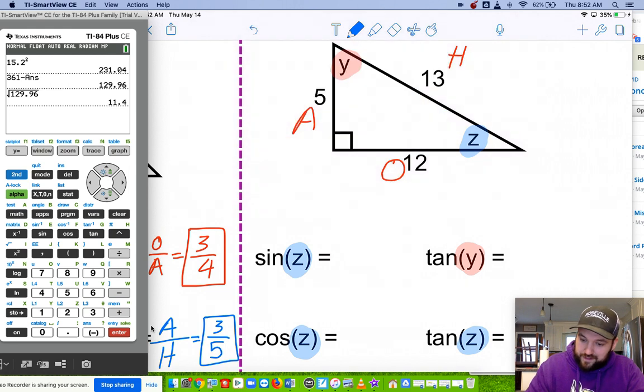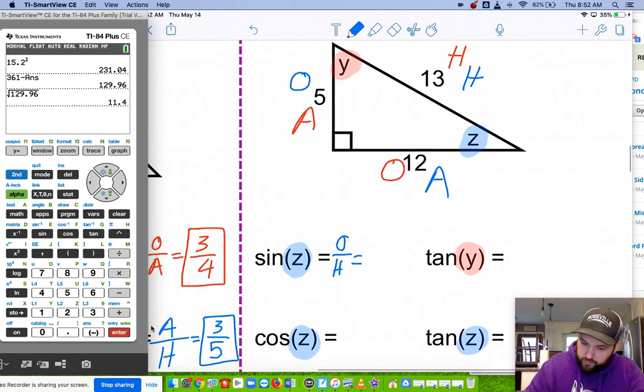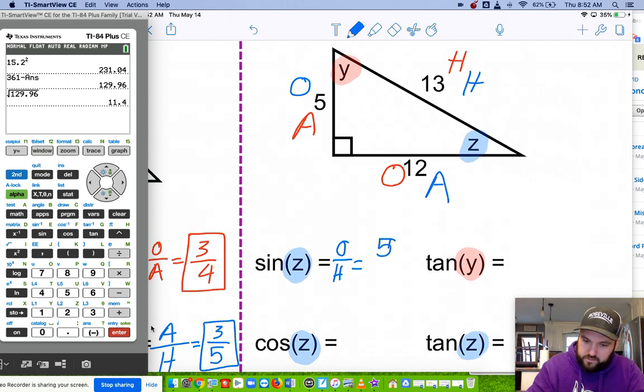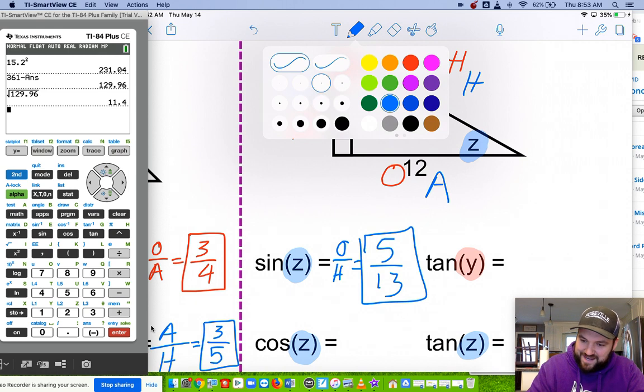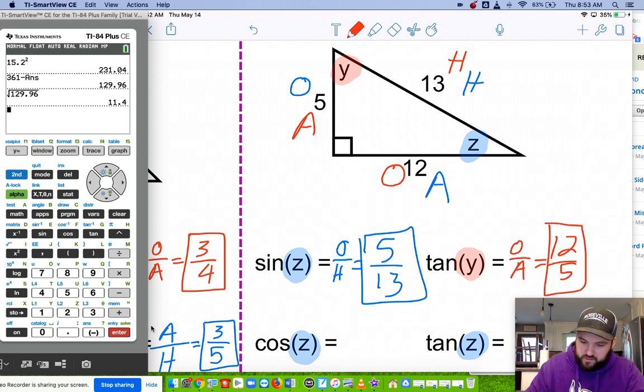And in blue, according to angle Z, 5 is the opposite, 12 is the adjacent, and 13 is still the hypotenuse. So sine of Z, sine is OH, opposite over hypotenuse. So in this case, we have 5 over 13. Next one, what is the tangent of Y? Tangent is opposite over adjacent, and in red, that is 12 over 5. Now, I could write that as 2.4, but I'm just going to leave it 12 over 5 for now.